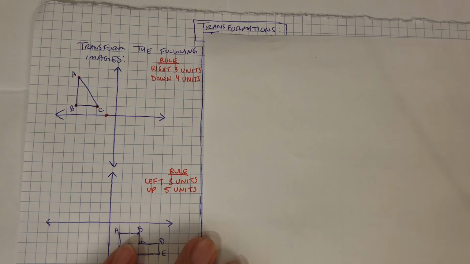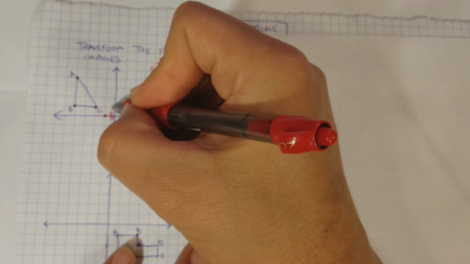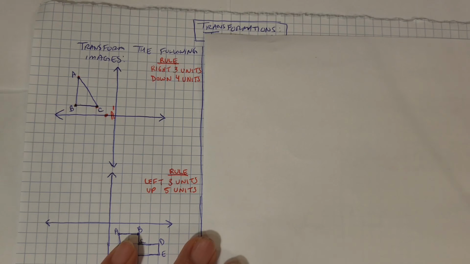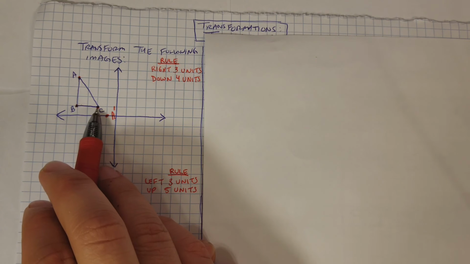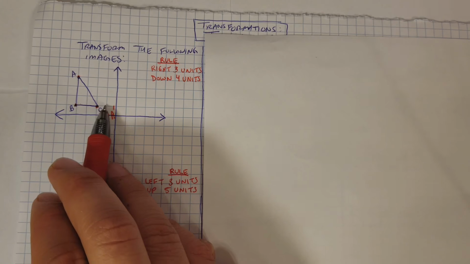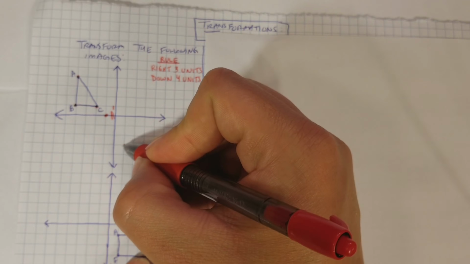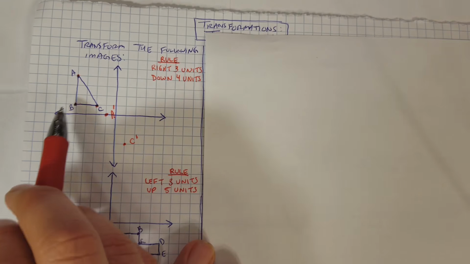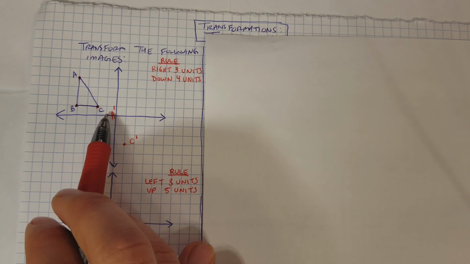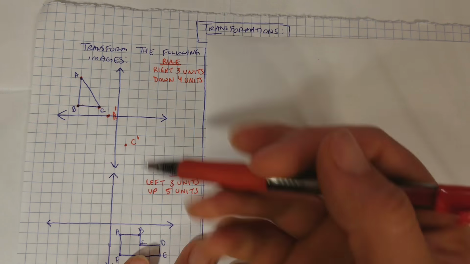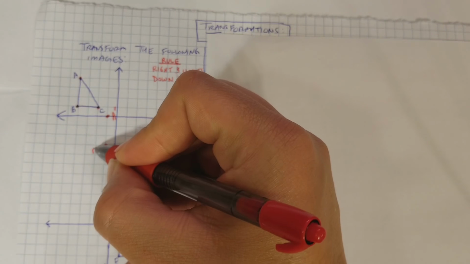After I slide it, I'm going to call this A prime. A prime as in A new, as in I moved it. So make sure you put a little line on top so that that's a new image. Do the same thing for C. To the right 3, down 4: 1, 2, 3, 1, 2, 3, 4. This will be my new point C prime. And then lastly for B: 1, 2, 3, 1, 2, 3, 4. This will be my last point, B prime.